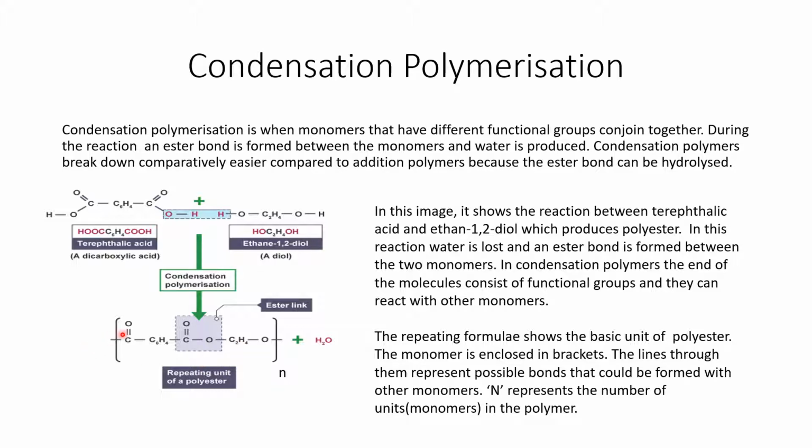Now, I've shown you the repeating unit of polyester here, and this bracket encloses the monomer of the polymer here, but the lines between it represent the possible bonds that could be formed with other monomers. The N represents the number of units the polymer has. Now, the difference between condensation polymers and addition polymers is the fact that condensation polymers can break down fairly easily because they contain an ester bond, which can be hydrolyzed, meaning if you put water in, this can be broken down.